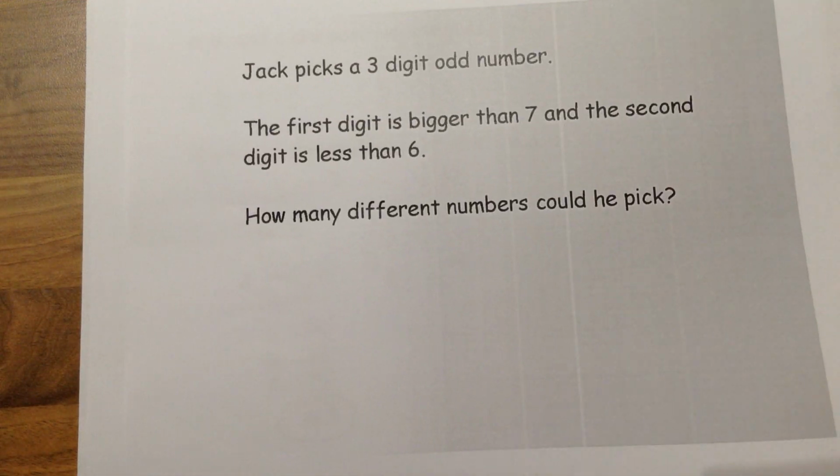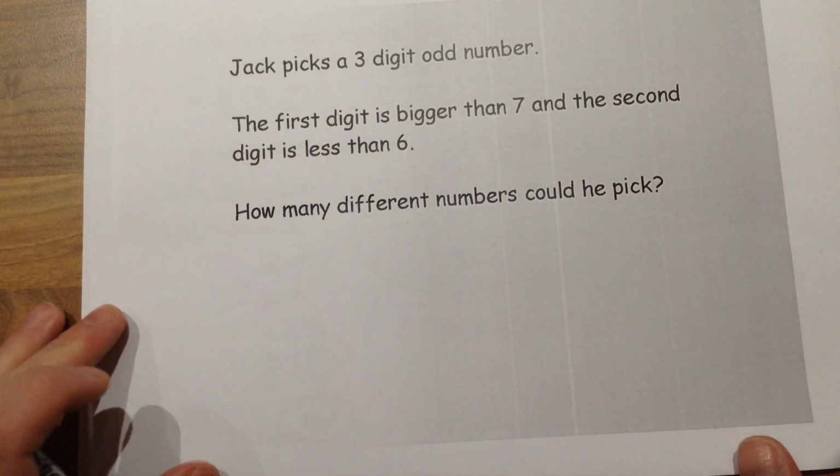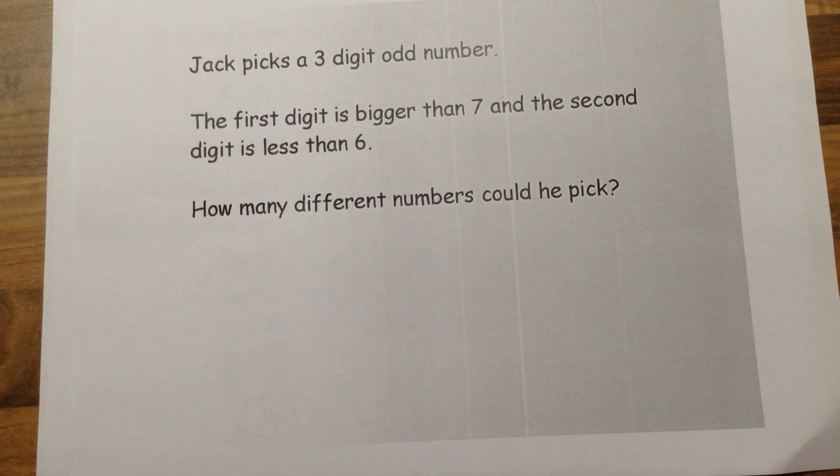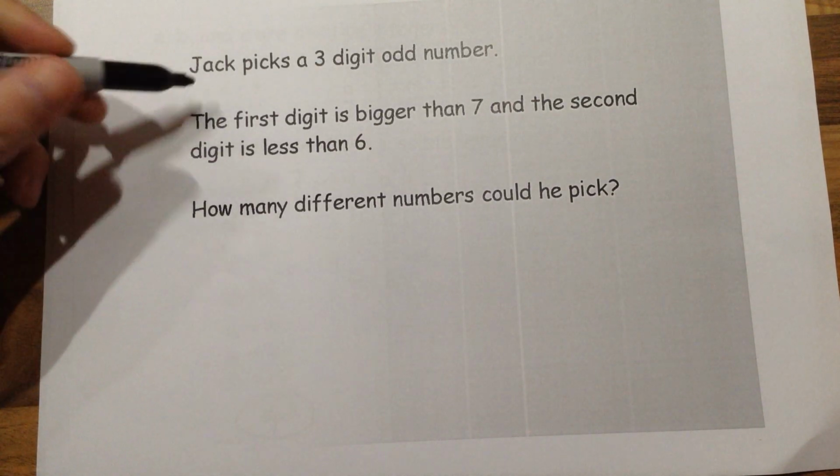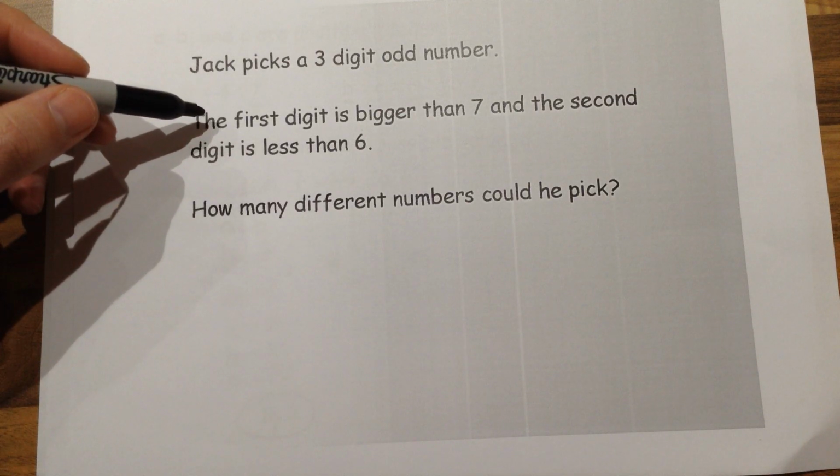The next question is all to do with permutations or combinations. So what we're looking at is how many different values or how many different numbers follow certain criteria. So here's a particular question. It says that Jack has picked a 3-digit odd number. It tells us that the first digit is bigger than 7.